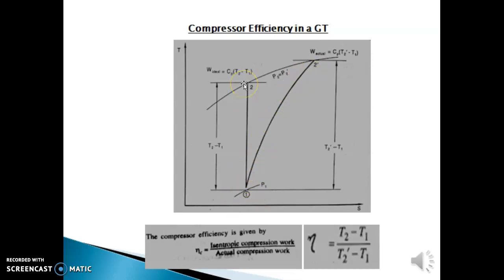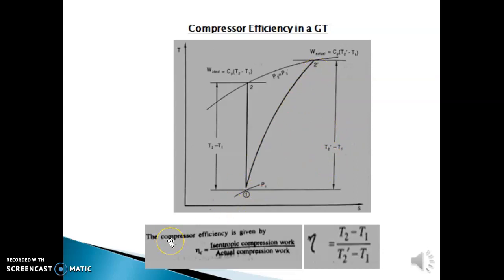So 1 to 2 represents the isentropic work input required for the compressor, and 1 to 2 dash represents the actual work input required for the compressor. Now, the isentropic work input required for the compressor is W isentropic or W ideal equal to Cp into T2 minus T1, where T2 minus T1 represents the isentropic temperature rise in the compressor. Now we can also find the actual work input required for the compressor, that is W actual equal to Cp into T2 dash minus T1, where T2 dash minus T1 represents the actual temperature rise that is taking place inside the compressor.